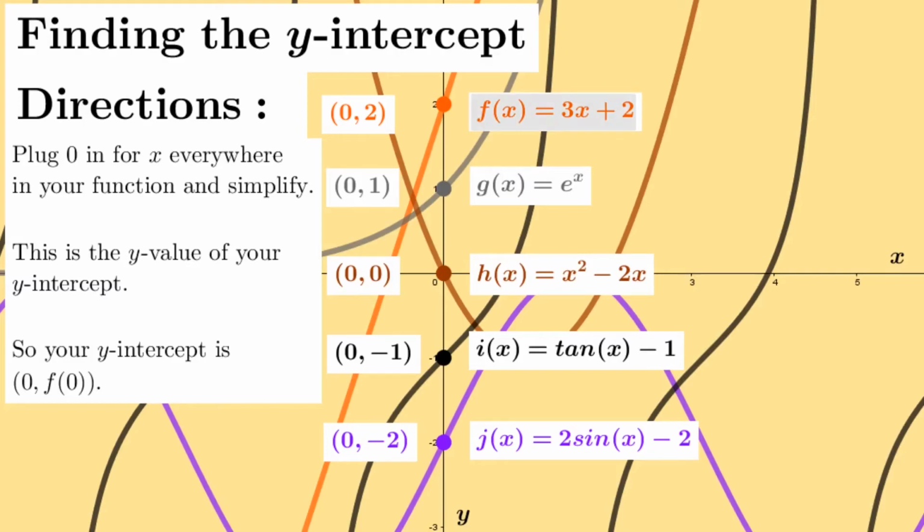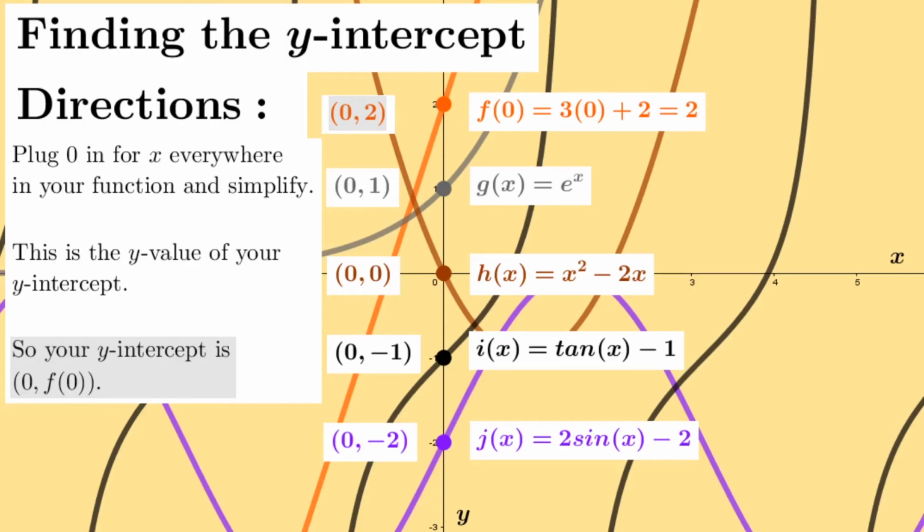So let's look at f of x. If we're following these directions, we're going to plug 0 in for x everywhere. So we're going to have 3 times 0 plus 2, which is going to be equal to 2. This is the y value of our y-intercept, and so our y-intercept must be (0, 2).